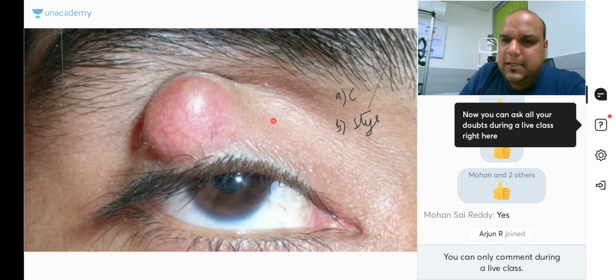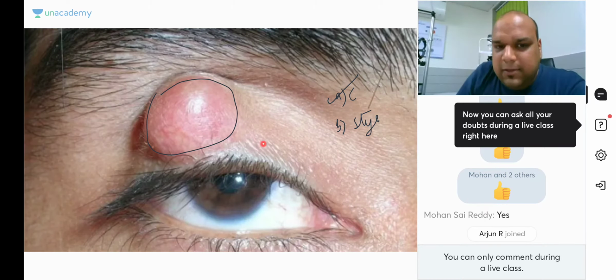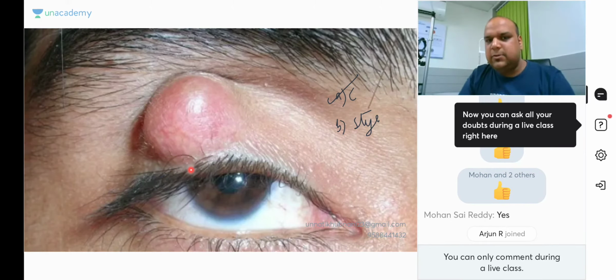Okay. Now, if you see this carefully, for the one person who got it wrong, you will see that there is this swelling or this kind of nodule which is away from the lid margin. Yes, this is my lid margin. There is a clear space, everybody. And this is how you say that this is a case of chalazion. I hope you understand.